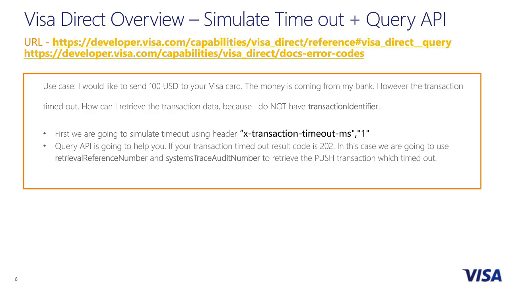In this case, you will get a result code 202, and you are not going to get back a transaction identifier. So the question is, how can you actually retrieve the transaction data? For this, we have something called the retrieval reference number and the system trace audit number. We call them RRN and STAN. These two numbers you're actually in control of. You're the one generating the numbers, and these numbers can then be used to retrieve the data.